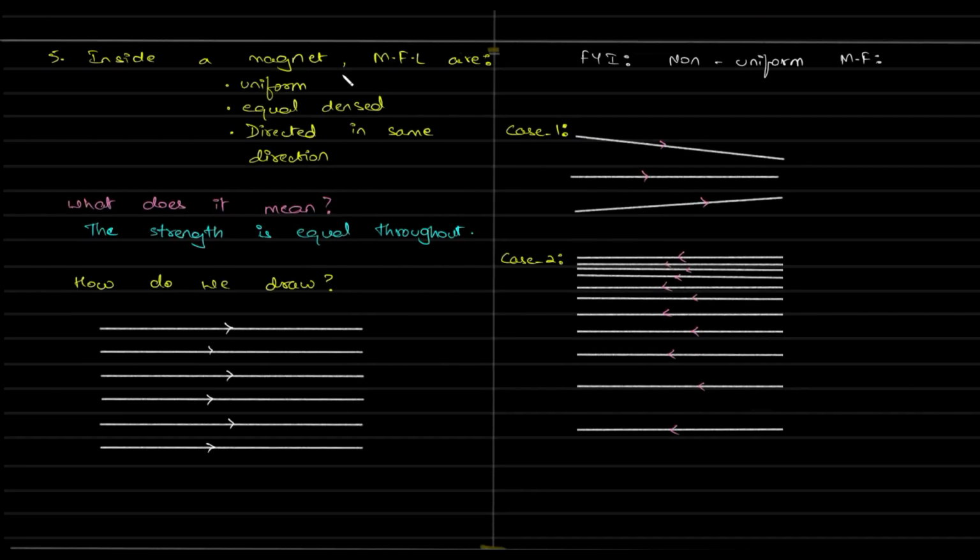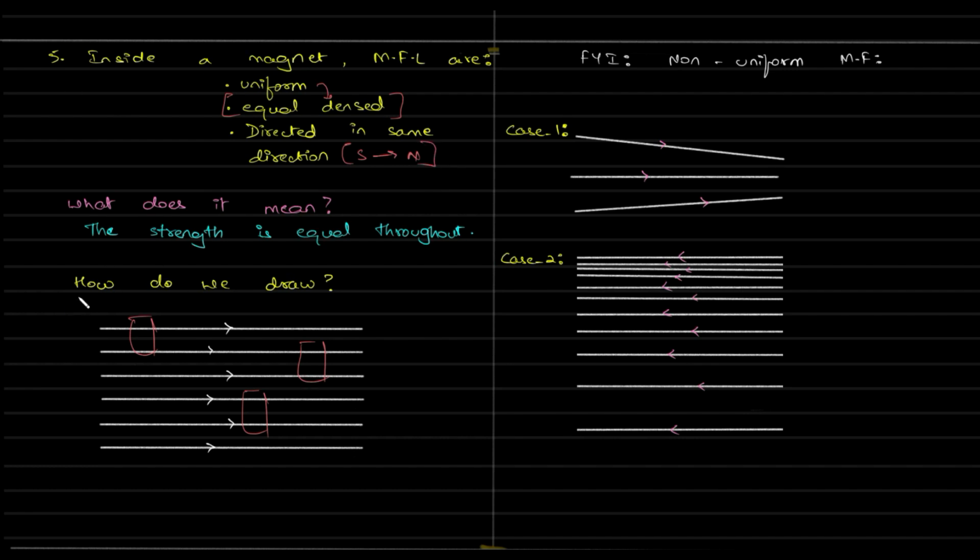Next point: inside a magnet, magnetic field lines are uniform, equally dense, directed in the same direction. The direction is obviously from north to south. Sorry, south to north inside. So inside a magnet, the magnetic field lines are uniform. Uniform means what? Equally spaced. That is, equal density. It's one and the same. Uniformly spread means equally spread means equally dense. So you can see here, if you take any space of the same area, you can find the same number of magnetic field lines crossing through it. So equally spaced, equally dense, directed in the same direction.